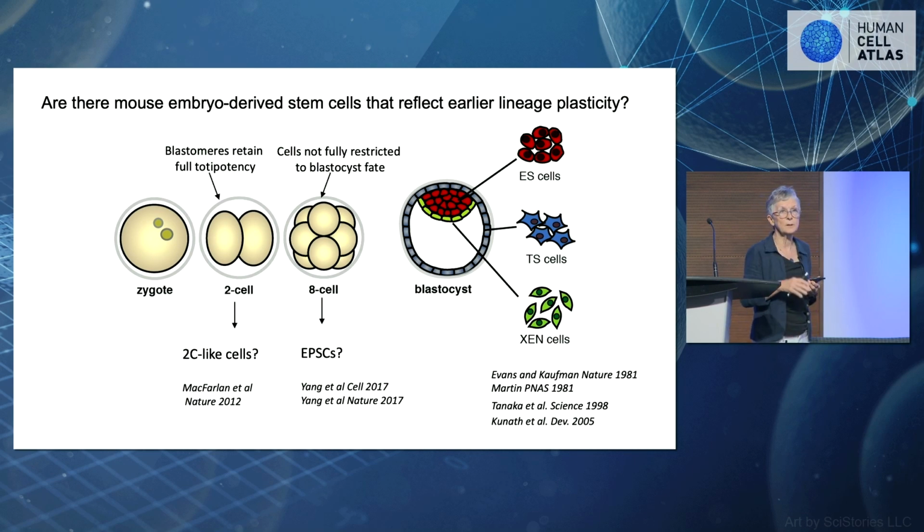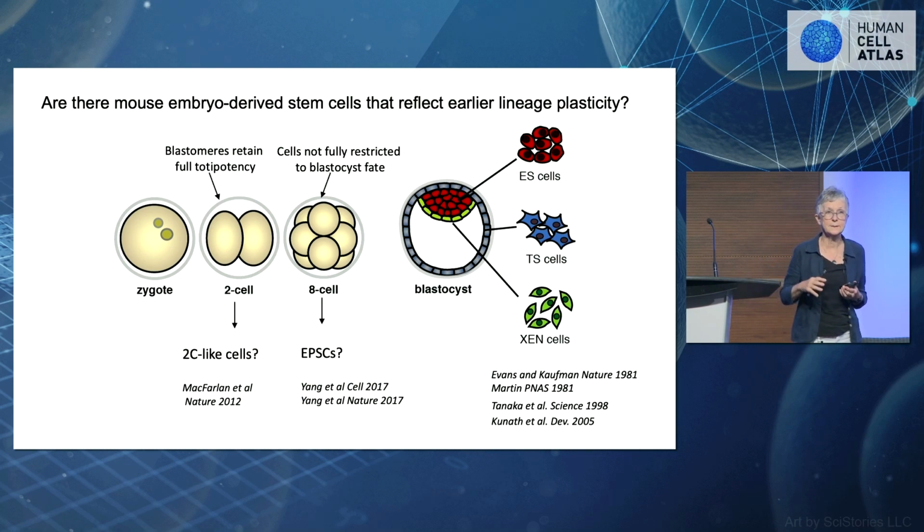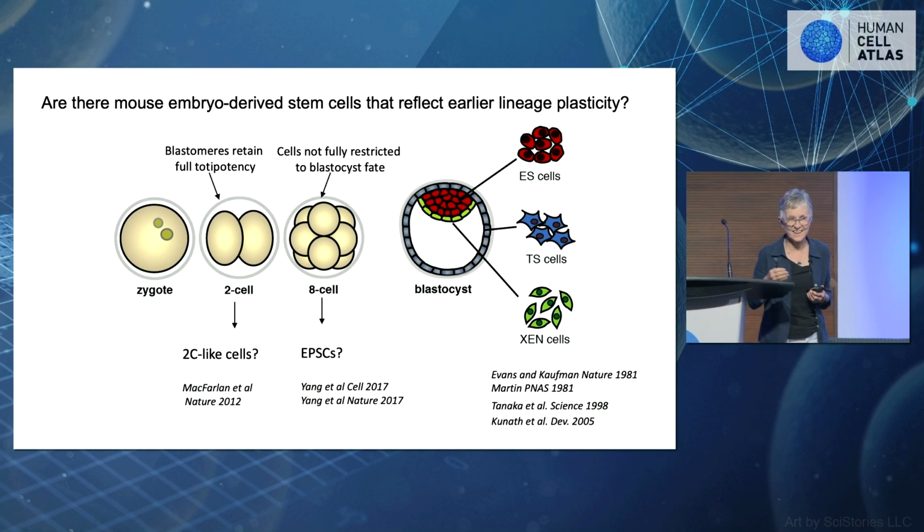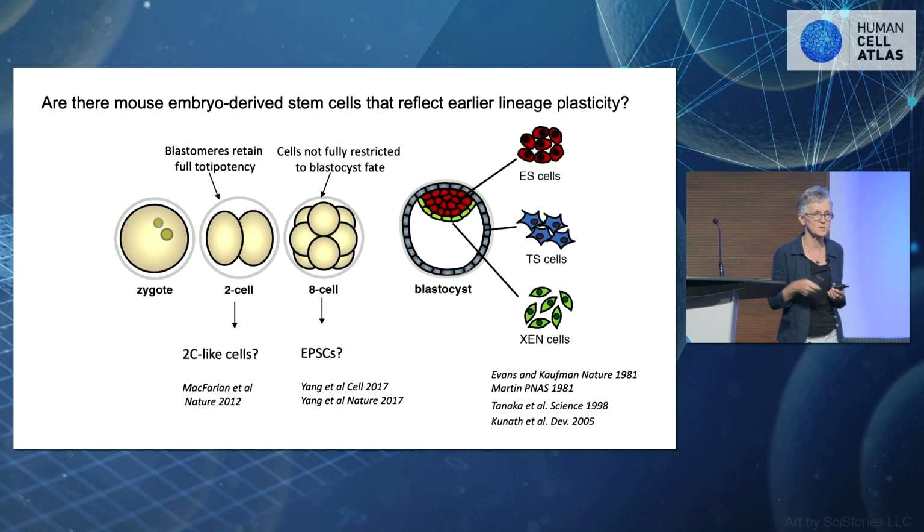And it was claimed that when you put them in a chimera, they contributed to the placenta. In our hands, they do not. And nobody has been able to really reproduce that. Also, they are not stable. So this is not a stable state. So we can put the 2C-like cells aside. They're not going to help us make embryo models if they're not stable.